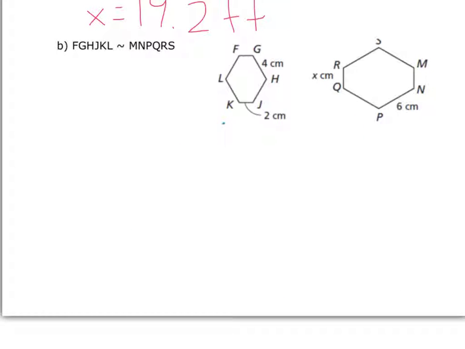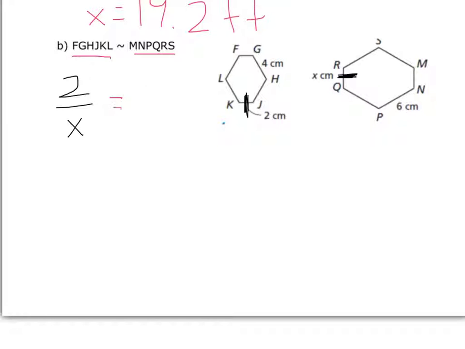Let's move on to example B here. In this one we have two hexagons. This hexagon is similar to the other hexagon. So we're going to take the same idea with this one. Notice these two are similar, so you can match the corresponding sides. So I'm going to pick that side right here, which is 2 centimeters, side KJ, would match up with side RQ here. So I'm going to know that KJ is 2 centimeters long and RQ is X centimeters long.